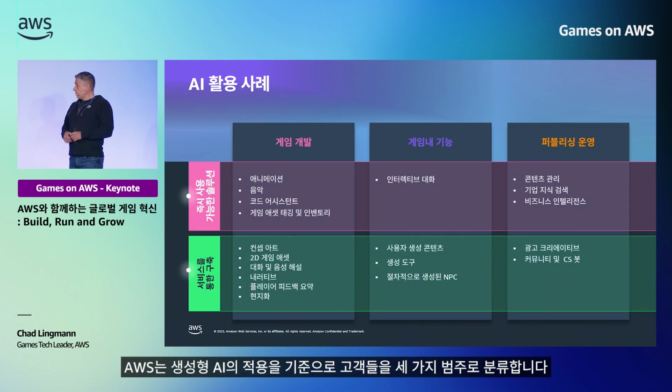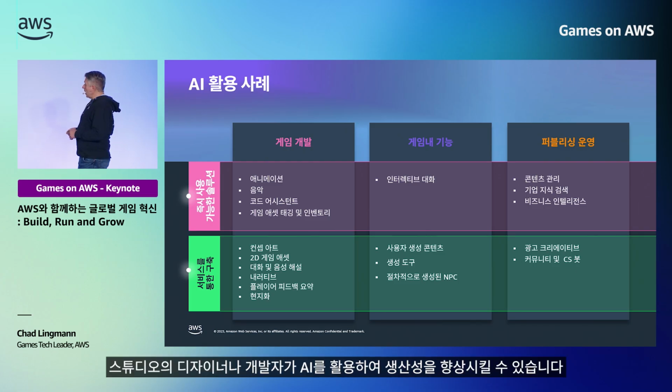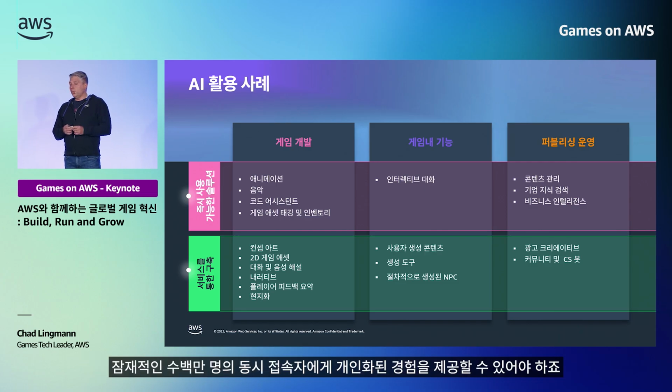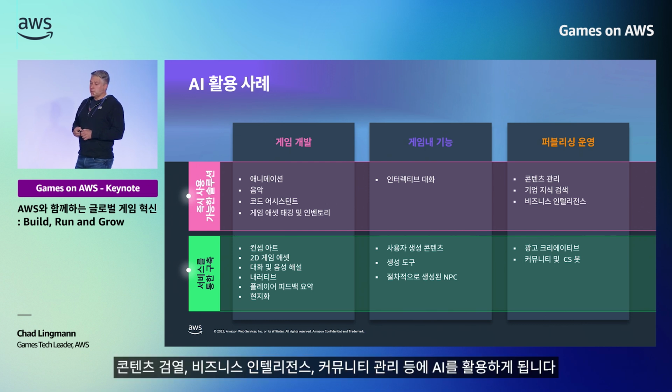Applying the generative AI opportunity, we classify customers into 3 categories. So first, helping games customers create content to include in the game, where AI can enhance productivity of designers and developers at a game studio. And then next, we have in-game AI features, which is where players interact with as part of play. These need to scale to potentially support millions of concurrent, personalized player experiences. And finally, we support the game publishing activities, like content moderation, business intelligence, and community management.